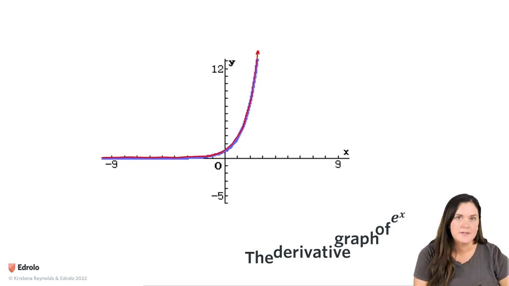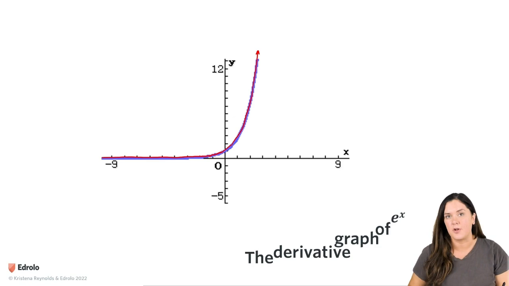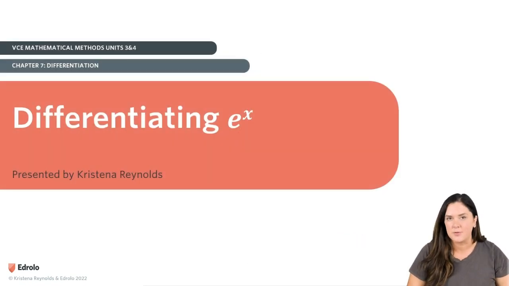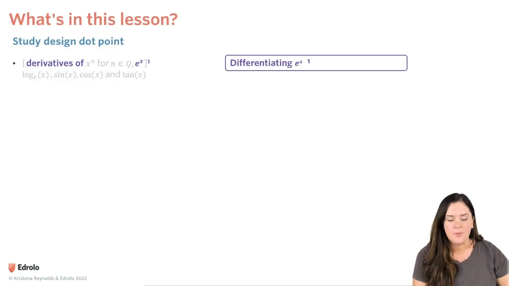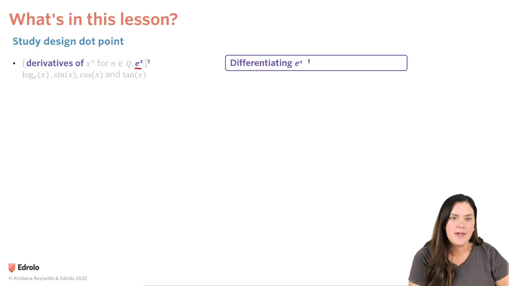So what we notice is when we have the graph of e to the x, the derivative graph is exactly the same, but it's not always going to be the case if we have a different power. But we'll look at that shortly. Again, in this lesson, we're looking at differentiating e to the power of x. So in this lesson, we are moving on to a different section of the study design dot point. So we're looking at derivatives of e to the x.